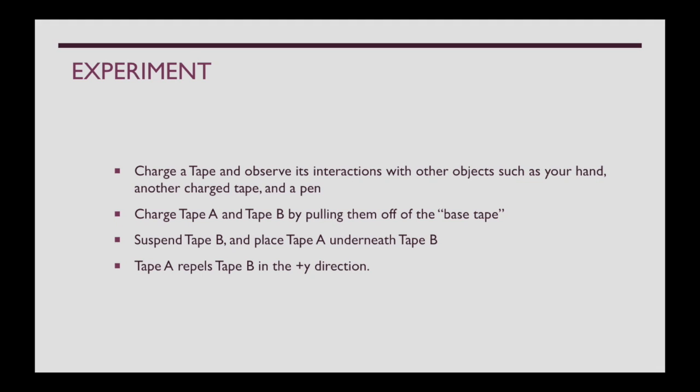After this is completed, two pieces of tape, tape A and tape B, are charged in the same manner. Tape B is suspended and tape A is placed below. The interaction between these tapes is recorded, and it can be seen that tape A repels tape B in the positive Y direction. Details as to why this happens will soon be discussed.